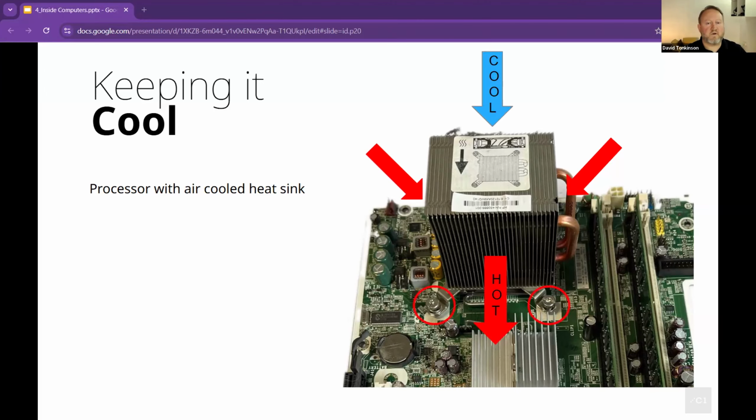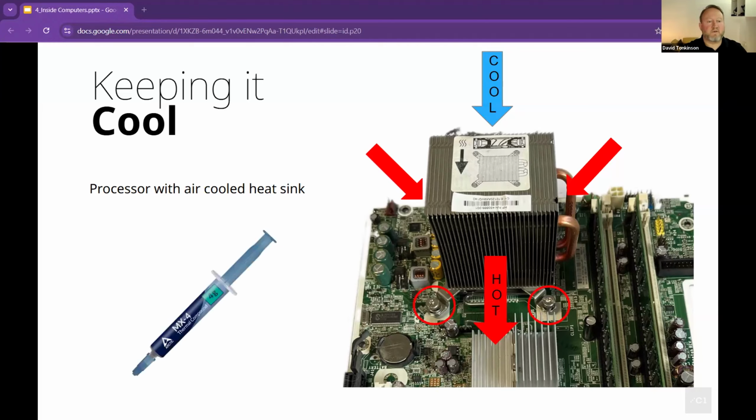It's held in with 4 retention screws. I've circled 2 there, the other 2 are at the back. When you are changing them, please do the retention screws on opposite sides, so on the diagonal, rather than putting 2 at the front. What you don't want to do is push it down and wiggle it. You want to avoid that. Avoid the wobble, for want of a better word.